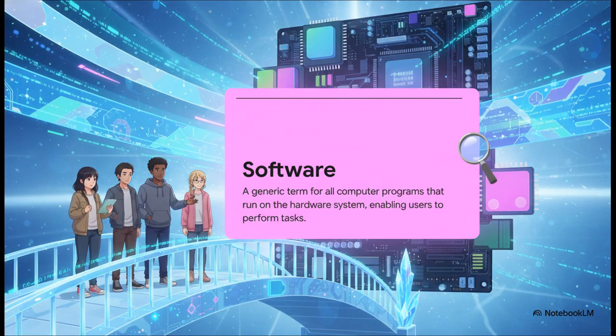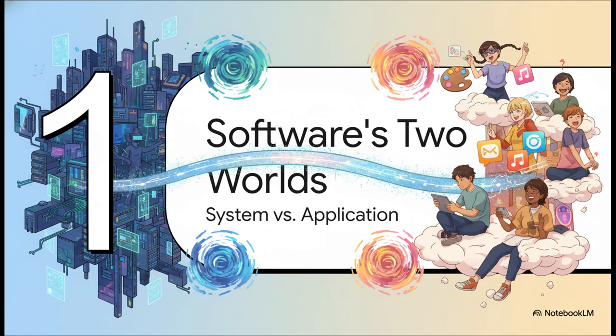So, what is software, really? Well, at its most basic, it's just a set of instructions, a collection of computer programs that run on the hardware. It's the essential bridge that connects you to the physical machine, the thing that allows the hardware to actually, well, do anything useful.